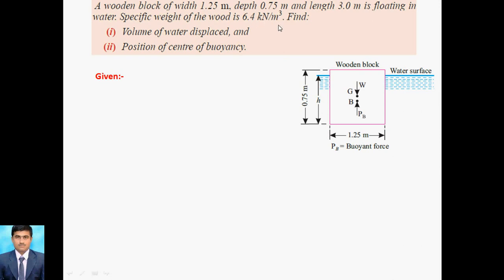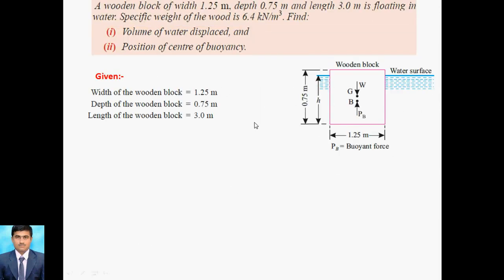Find the volume of water displaced. The second term is the position of the center of buoyancy. First of all, we go for the given data. The width of the wooden block is 1.25 meter, the depth of the wooden block is 0.75, and the length of the wooden block is 3 meter.